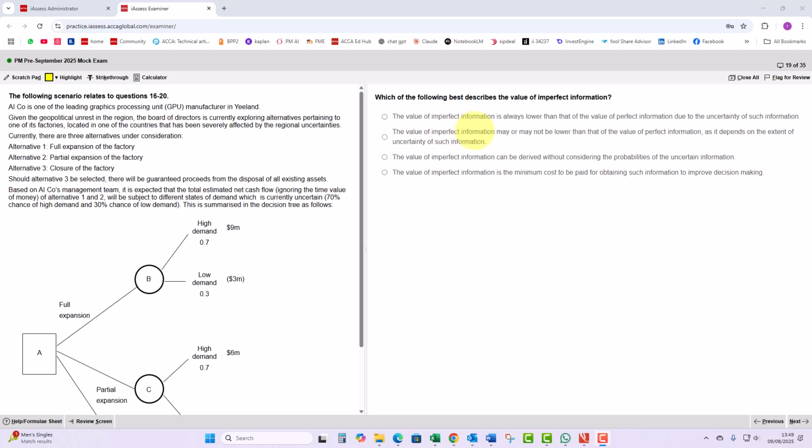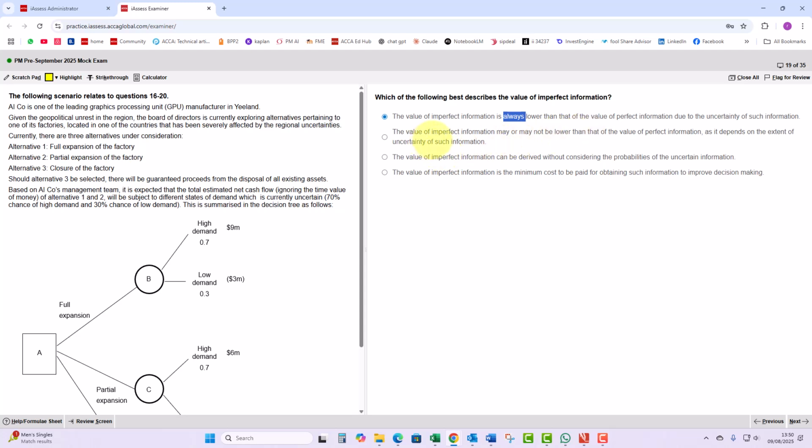Option 1, the value of imperfect information is always lower than the value of perfect information due to the uncertainty of such information. Now, although my default is when I'm given an absolute in a multiple choice, assume it's incorrect until proven otherwise, this is actually the correct answer. It is true that the value of imperfect information is always lower than perfect information, and it is because of the uncertainty. So that's correct. Using the scenario I just mentioned, a weather forecast is imperfect information. If I invented some system that gave you an absolute definite prediction of what the weather will be, that's going to be more valuable than the weather forecast, which can be wrong.